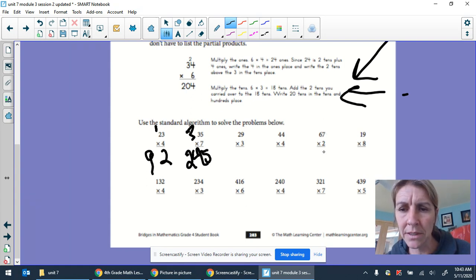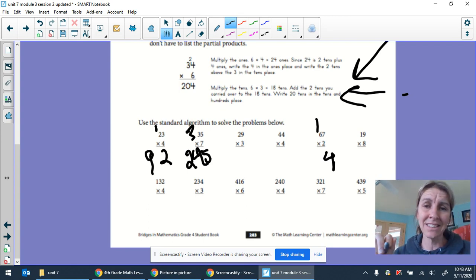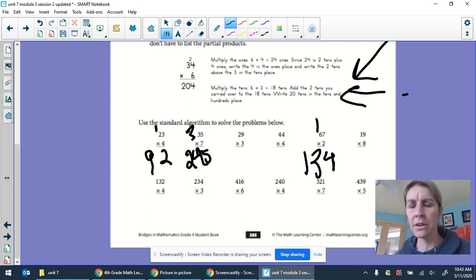So it's 2 times 7 is 14, carry the 1. 2 times 6 is 12 plus 1 more is 13. So I write the 13 here, and the answer is 134.